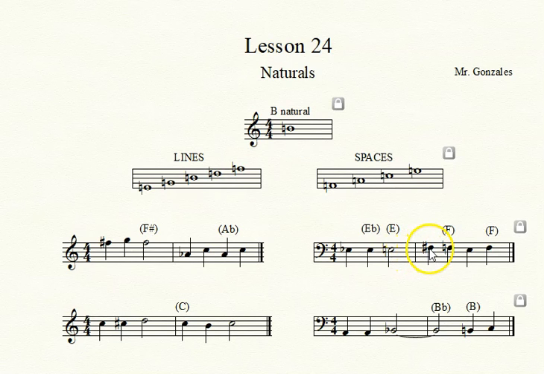Similarly, over here, we see an F sharp, and then our next note has a natural sign. So it cancels out that sharp, making this F. Continuing on, we see E, and then another F because of our natural sign.